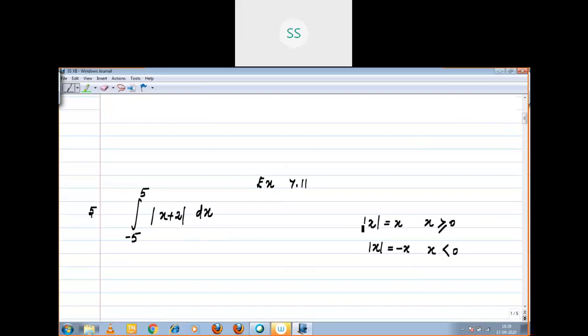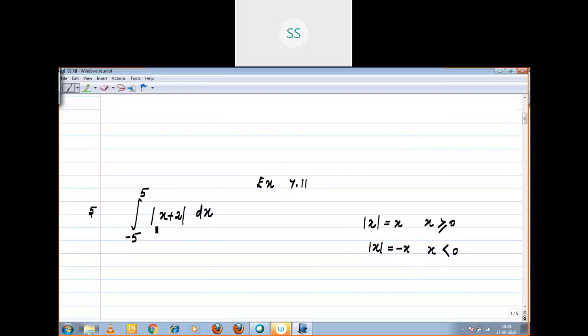That means the function is either positive or negative, right? The function is positive as well as negative. That's why I defined it like this: modulus x is equal to x when x is greater than or equal to 0, and modulus x is equal to minus x when x is less than 0. By using this, we are going to convert the given integrand.